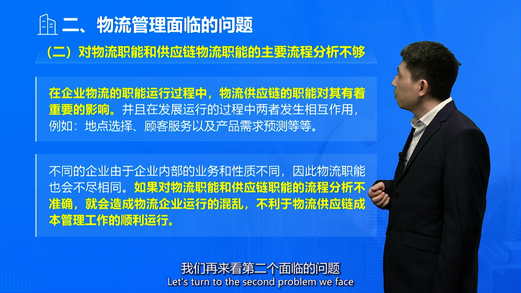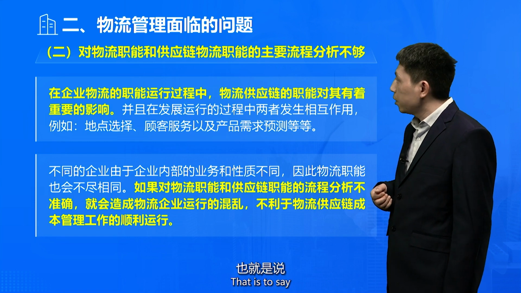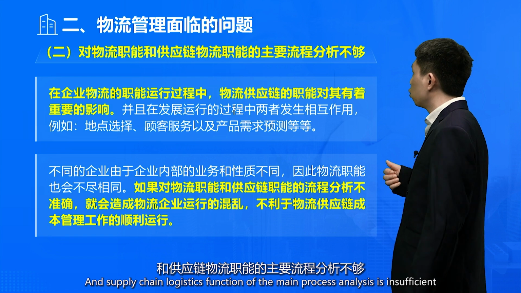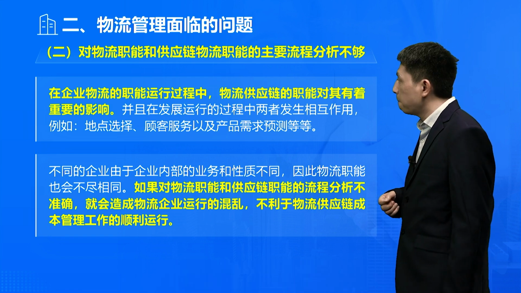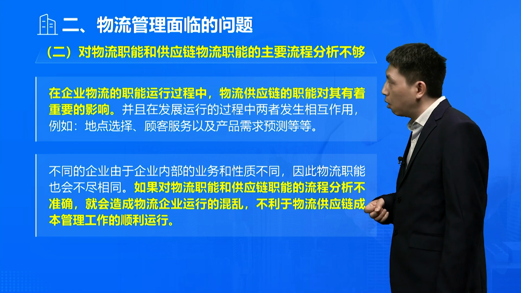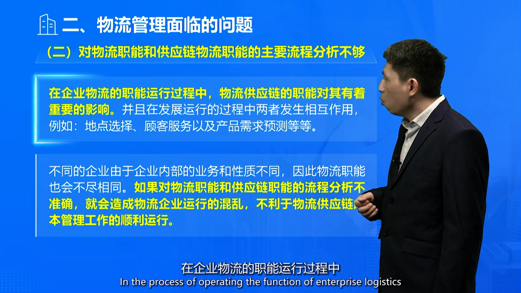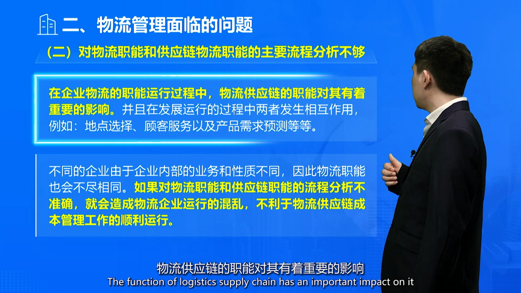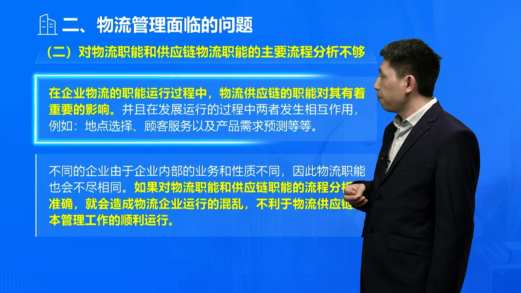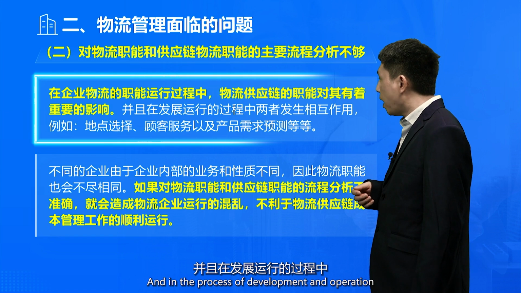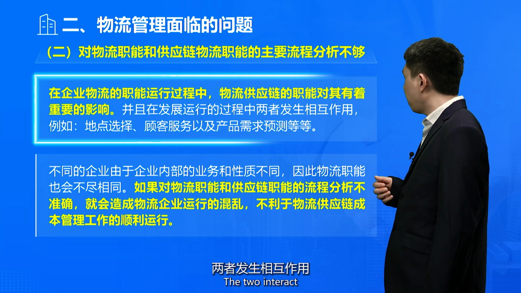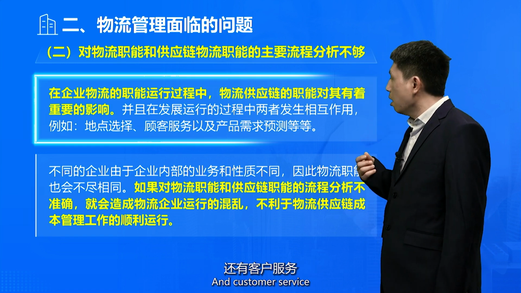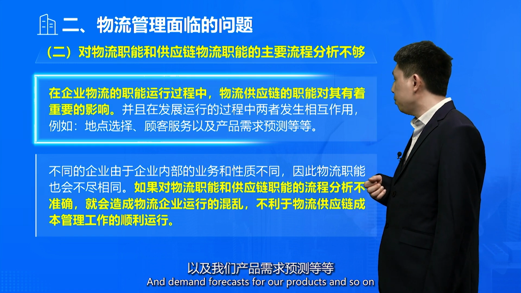Let's turn to the second problem we face. That is to say, the analysis of the main processes of logistics function and supply chain logistics function is insufficient. So what are the main forms? Let's see. In the process of operating the function of enterprise logistics, the function of the logistics supply chain has an important impact on it. And in the process of development and operation, the two interact, like our choice of location and customer service and demand forecasts for our products and so on.